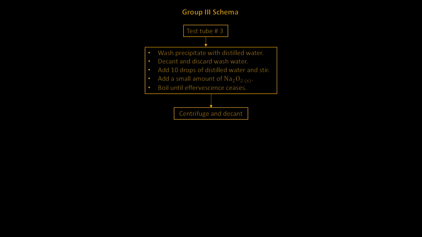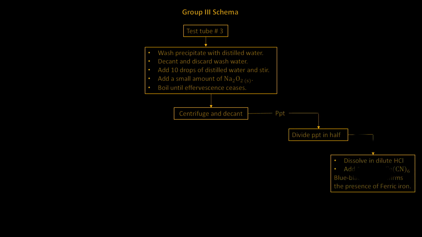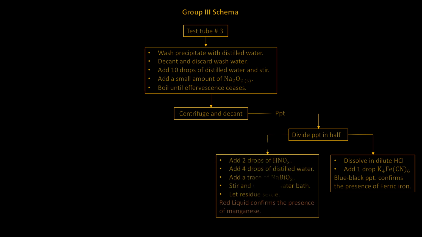The first half, dissolve in dilute hydrochloric acid. Once dissolved, add 1 drop of potassium ferrocyanide. A blue-black precipitate may form. This will confirm the presence of ferric iron in the ore sample. To the other half of the precipitate, add 2 drops of nitric acid, 4 drops of distilled water, and a trace amount of solid sodium bismuthate. Stir the precipitate while warming in a water bath. Then allow the residue to settle. If the liquid portion turns red in color, it will confirm the presence of manganese.